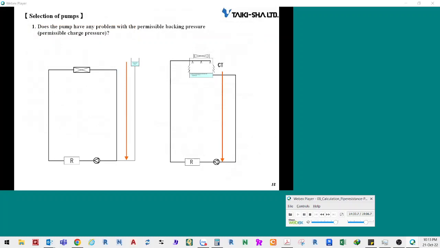Finally, some key points to select a pump will be described. One, does the pump have any problem with the permissible backing pressure? If pre-charge pressure is applied to the suction side, it changes the withstanding pressure of the pump. Attention, therefore, must be paid to the specifications of the pump. Confirm the permissible backing pressure of the pump specifications.